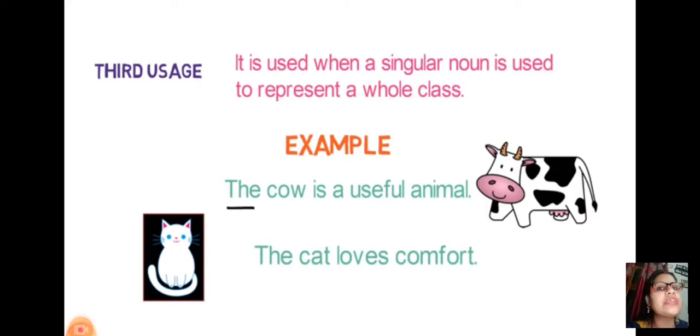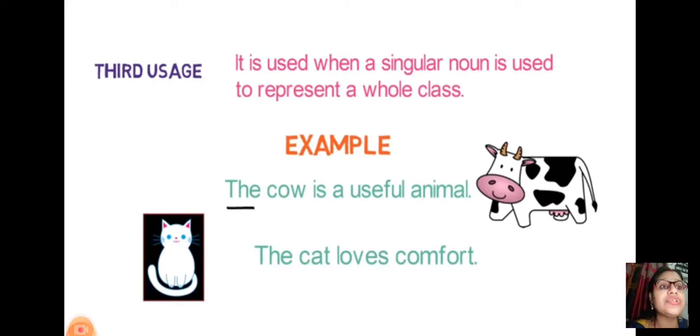Now let's talk about the third usage. It is used when a singular noun is used to represent a whole class. You have already studied common nouns. Wherever such a common noun comes, you are supposed to use the. They are singular in their unit, but they are representing a whole class behind them.